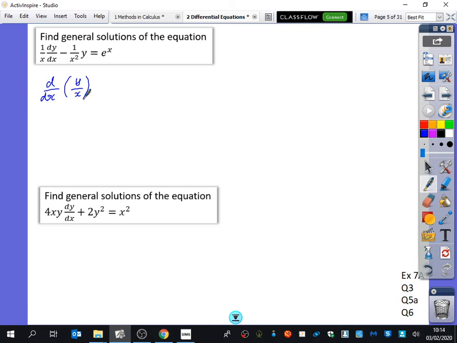You must check this to see that it works. So you would have 1 over x dy dx from differentiating the y. When you differentiate 1 over x, you get minus 1 over x squared, and then you have the y there as well. So that is equal to e to the x. So we get y over x equals the integral of e to the x dx, plus c. So y over x equals e to the x plus c. So y equals x e to the x plus cx.